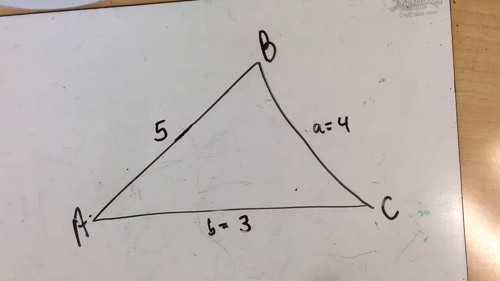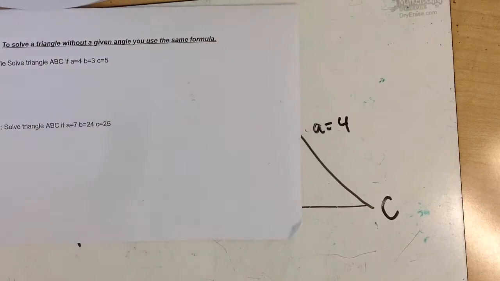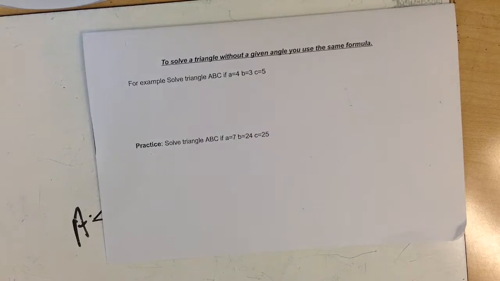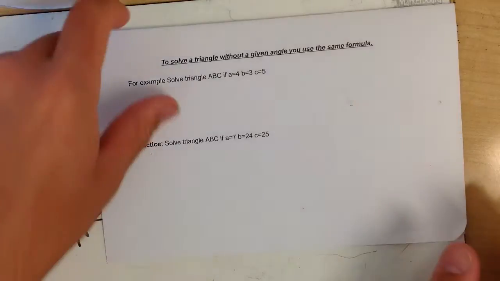Cole Rigney here from Chima Restaurant and Chop House, coming at you with the second practice problem. Today for the second practice problem, we have, for example, solve triangle ABC if A equals 4, B equals 3, and C equals 5.